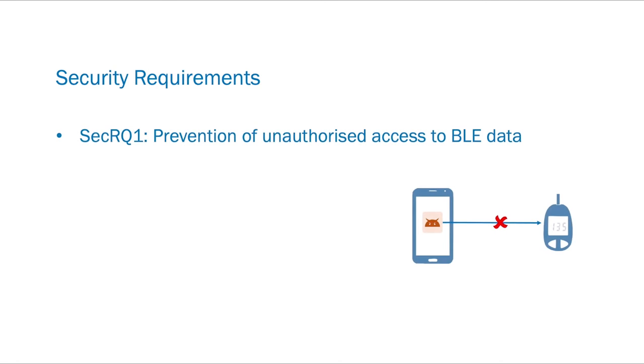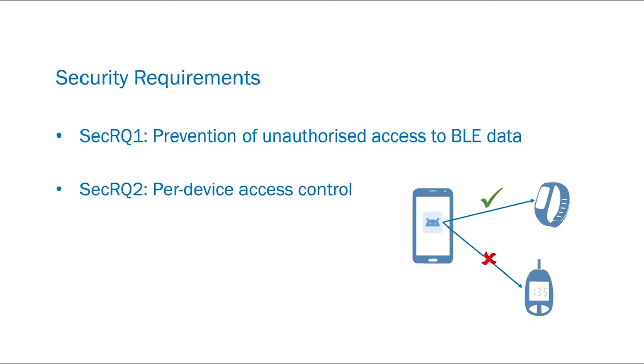First, an application should not be able to access the data from a BLE peer device without the user's knowledge and explicit authorization. That is, whenever an application wants to access data, it would need to request permission from the user. The next requirement is that user authorization should be granted to an application for every peer device individually. That is, if an application is granted permission to access one peer device, it shouldn't be possible for that application to access any other BLE peer device.